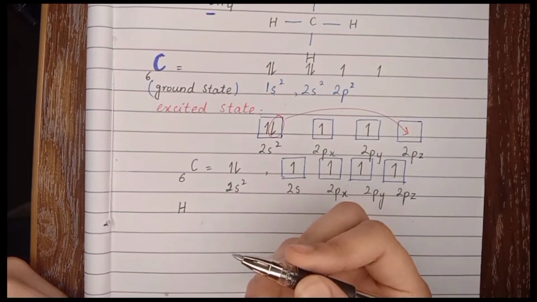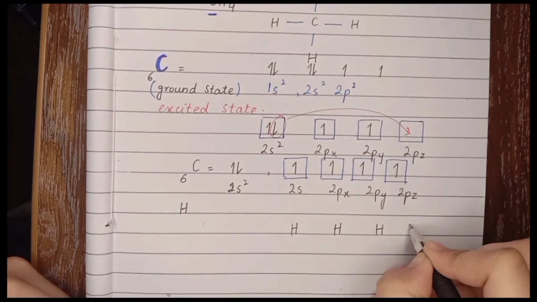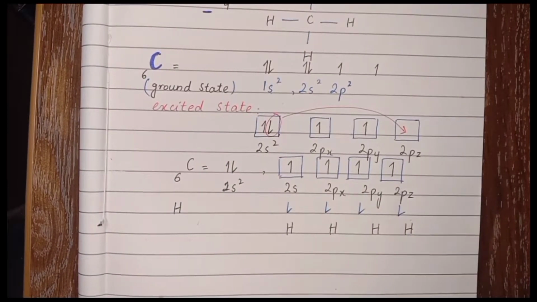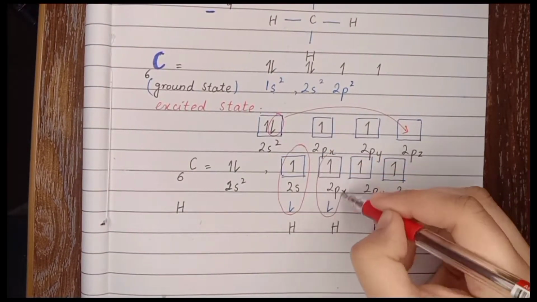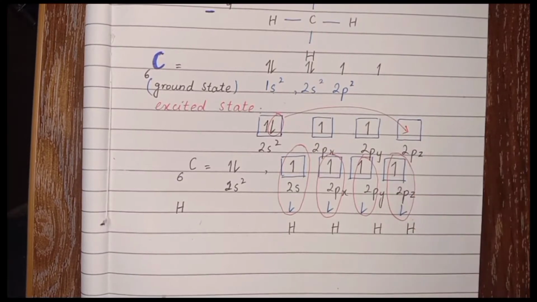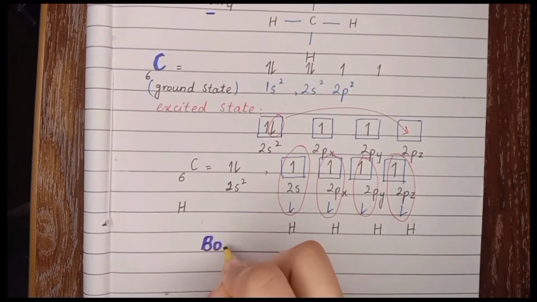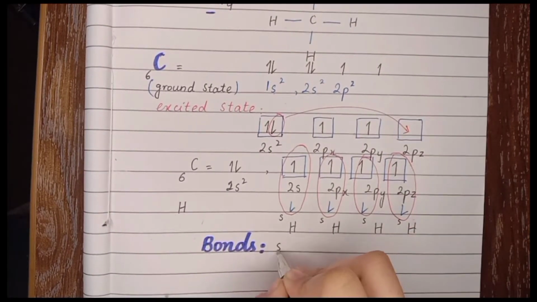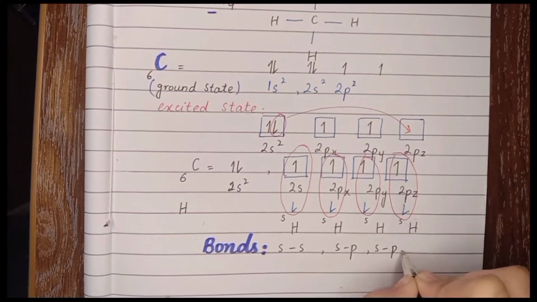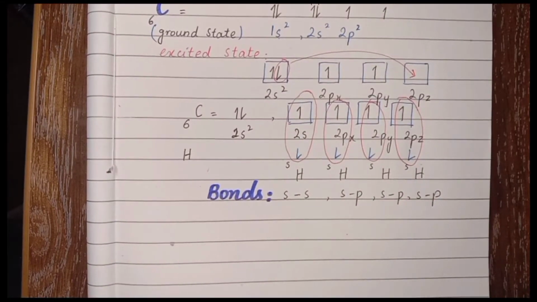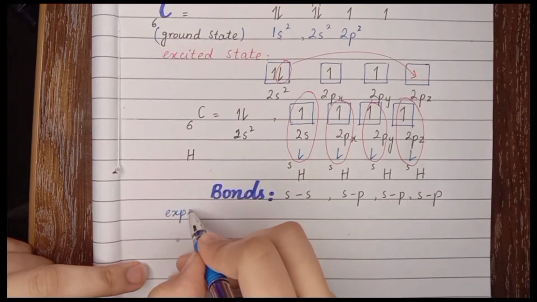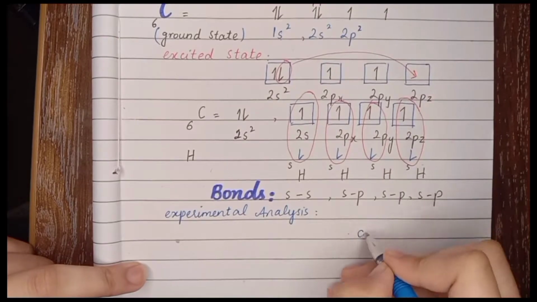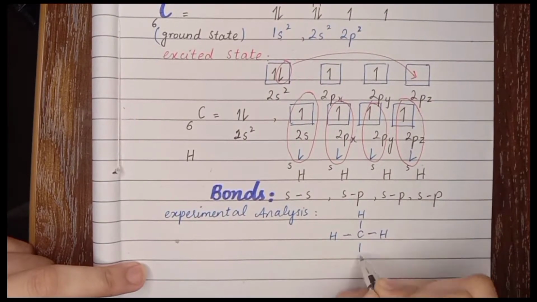When hydrogen forms a bond, as we know hydrogen has only 1 electron, that means it has only an s orbital. So when the s orbital forms a bond with the carbon atom orbitals, there will be an s-s overlap for one atom of hydrogen and the atomic orbital of carbon, and the other overlaps will be sp overlaps.